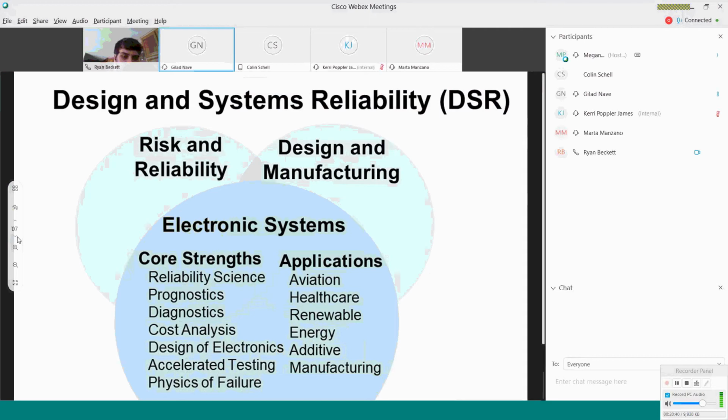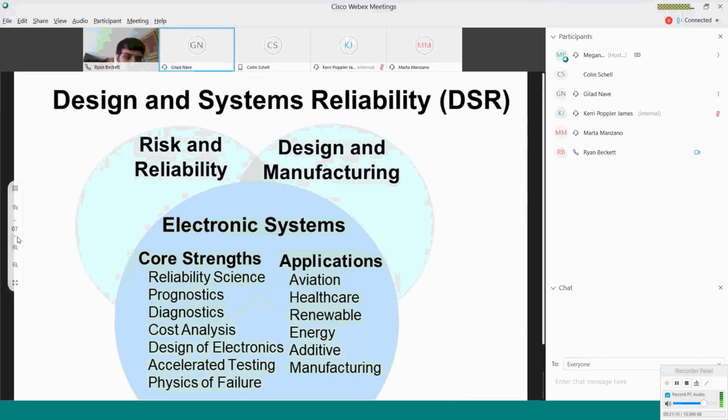Areas where electronic systems are particularly susceptible to mechanical failures are things like aviation, where you're dealing with lower pressures and high G-forces during launch, and cold and hot temperatures, healthcare, and renewable energy areas where, for example, there's a lot of power electronics to distribute the renewable energy. Those can get very hot. And we also apply this to additive manufacturing.